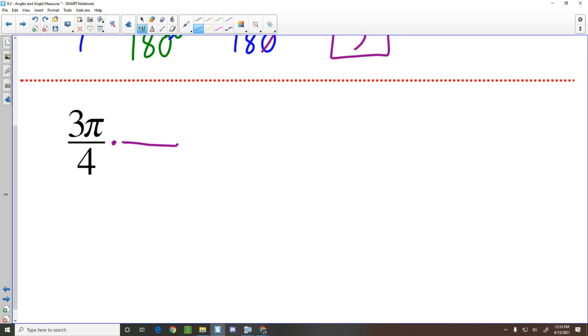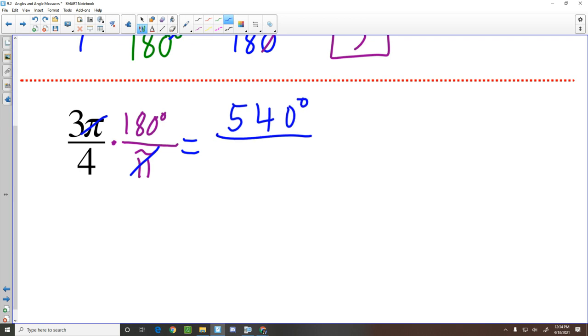Since this has pi in the numerator, I want to make sure the conversion factor has pi in the denominator, so that it cancels out, which will leave me with degrees up in the numerator. So I'm going to multiply by 180 degrees over pi, and now the pi's will cancel out. Multiply across the top. Well, 3 times 180 degrees is 540 degrees. In the denominator, I just have a 4.